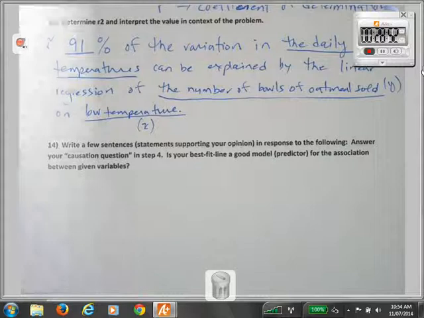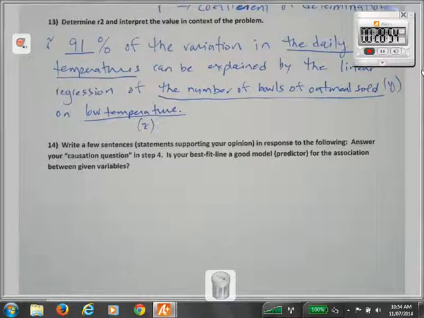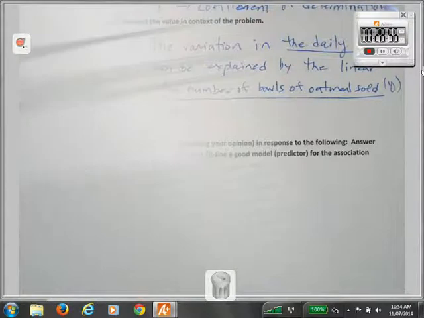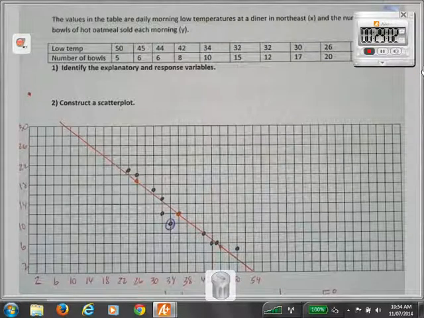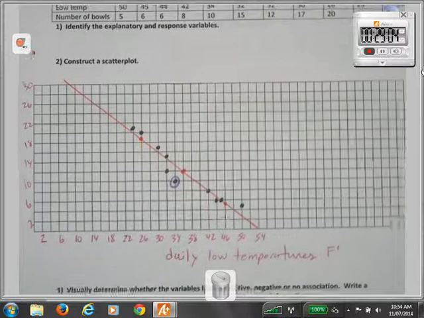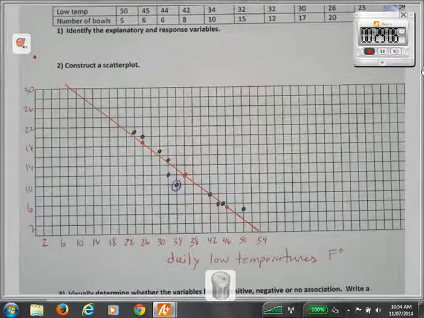And what do you think we should base that on, whether it's good or not? There's the plot. So what was our causation question here? Does anybody remember? I have it written somewhere. Does the daily low temperature cause an increase in the number of bowls of oatmeal sold? Great. Okay, that was our cause. So does it, you think? Yes. Yes. I agree with you.